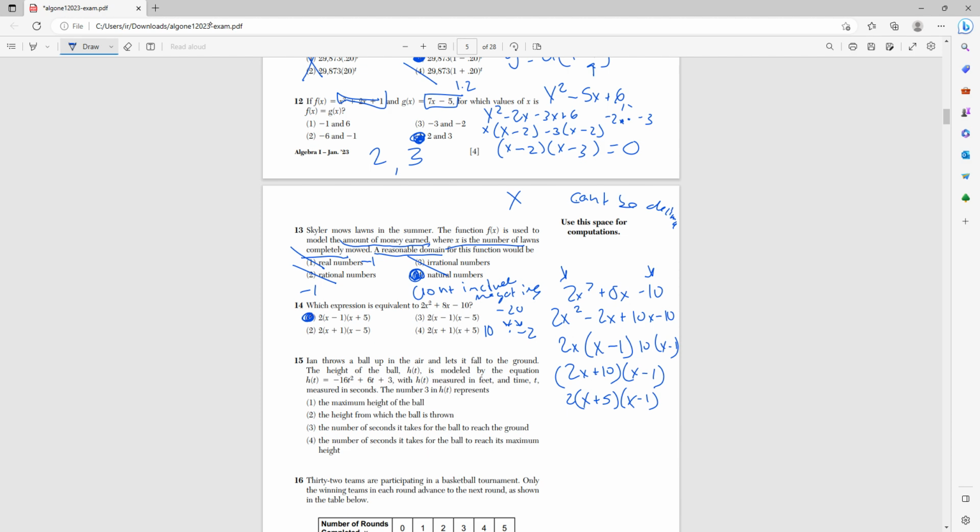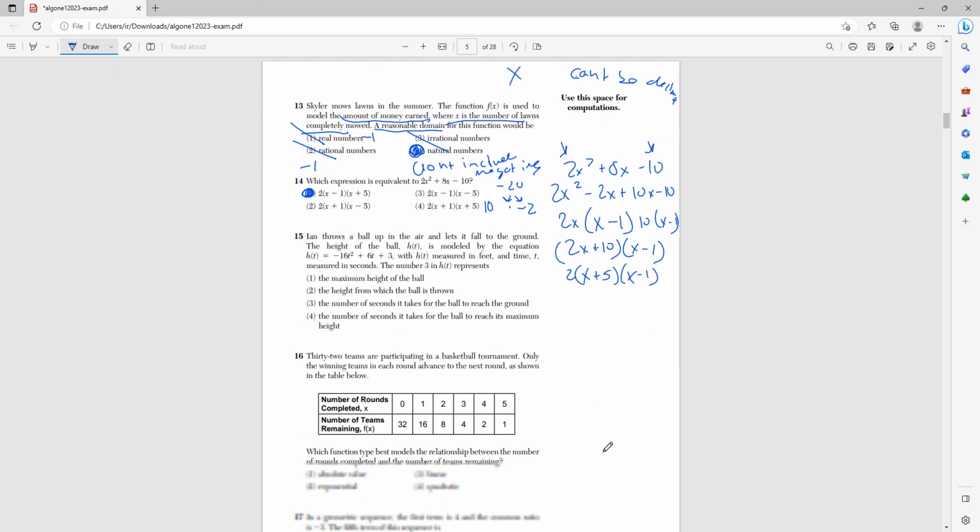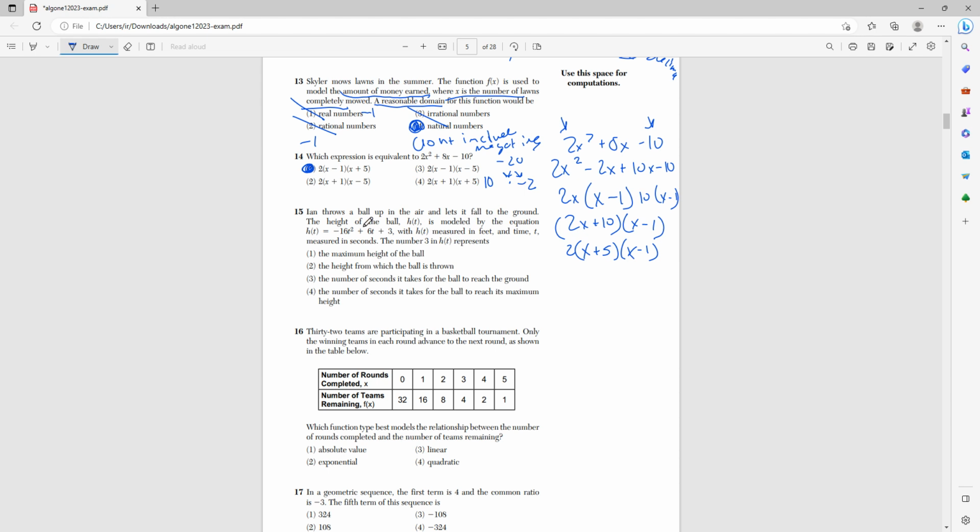So 14 is 1. 15 says that Ian throws a ball up in the air and lets it fall to the ground. The height of the ball, h of t, is modeled by the equation h of t is equal to negative 16t squared plus 6t plus 3, where h of t is measured in feet and time t is measured in seconds. The number 3 in h of t represents what, right?